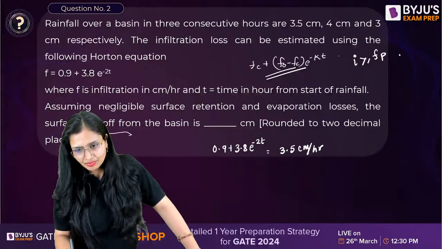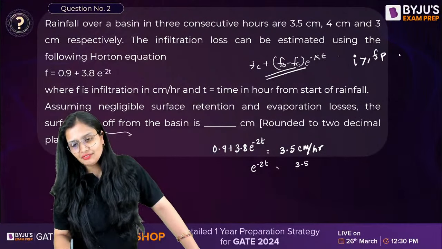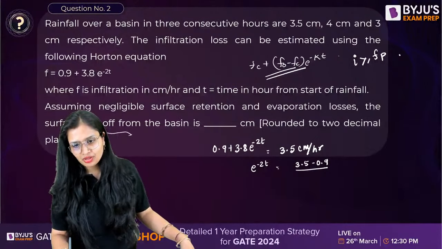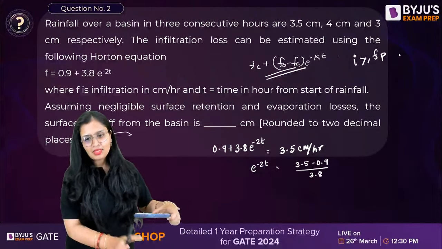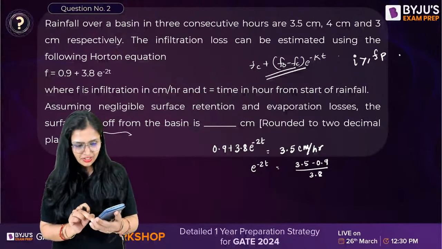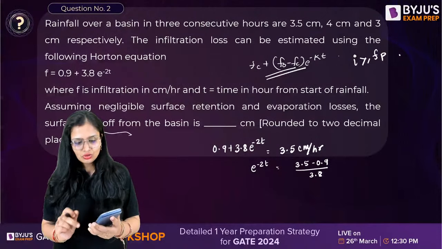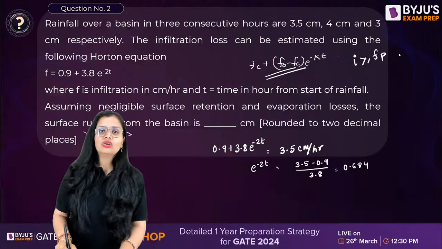It will be e to the power minus 2t equals 3.5 minus 0.9 divided by 3.8. How much is it coming? 3.5 minus 0.9 divided by 3.8. It comes out to be 0.684.